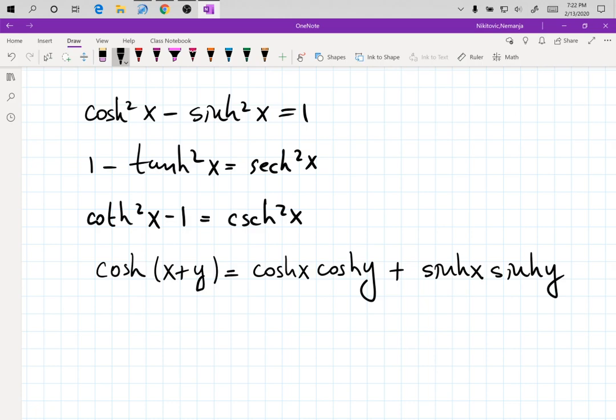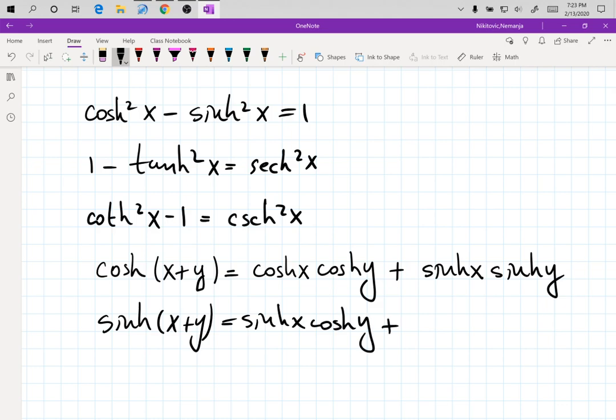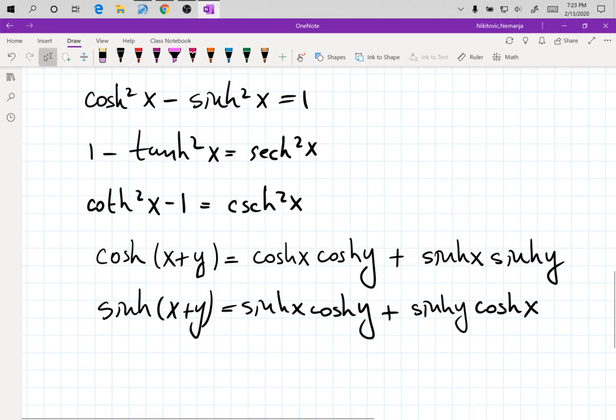What was it for your trig? This was a minus. Sine hyperbolic x plus y. This one is the same. Sine hyperbolic x, cosine hyperbolic y, plus sine hyperbolic y, cosine hyperbolic x. That one is the same. Oh, you're going to love this one.